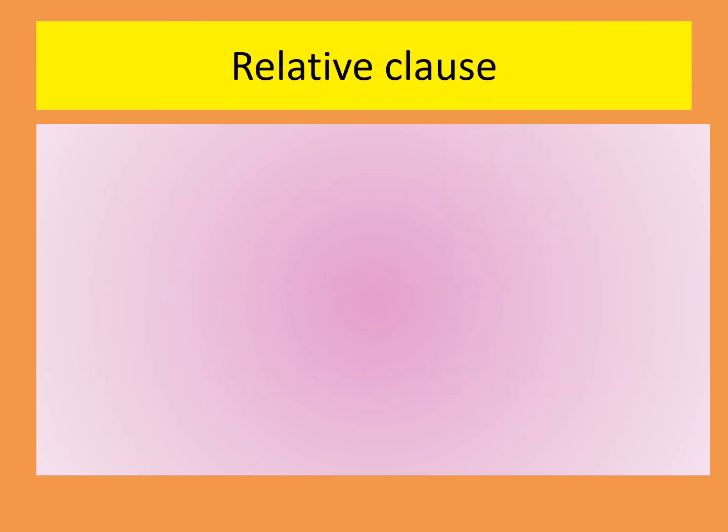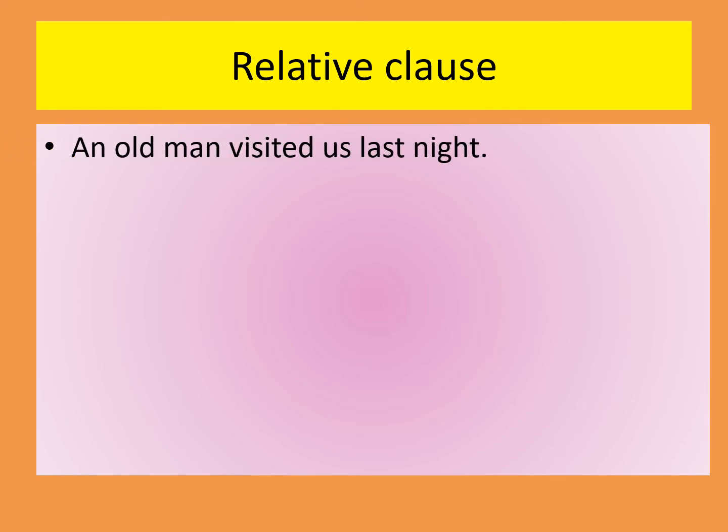Let us see one more example about relative clause. An old man visited us last night. This is a sentence. This can be called a clause because this sentence has a subject and verb. So what is the subject in the sentence? An old man is the subject. So what is the verb? Visited. So both are there. So we can call this a clause.